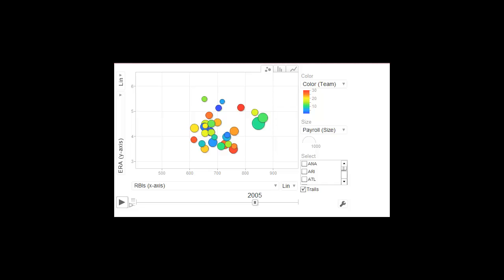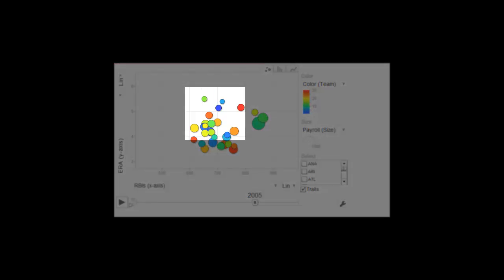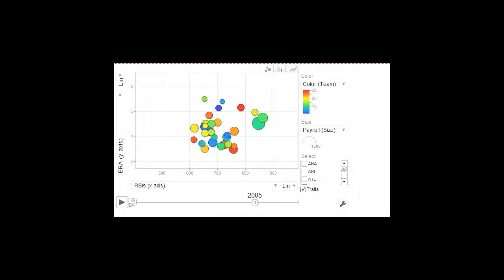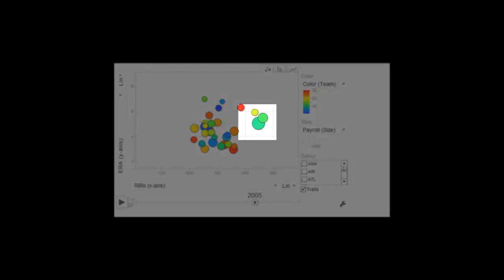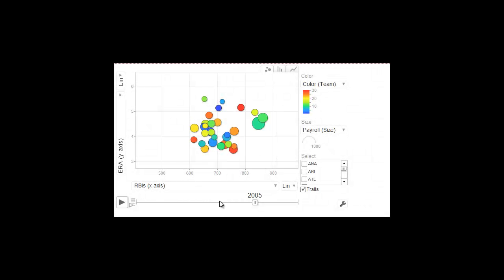If we go back to 2005, we see most teams clustered into the middle that year. These teams have poor pitching and small bubbles, and most teams with large bubbles have more RBIs. The Chicago White Sox won the World Series that year, defeating the Houston Astros. Both teams had great pitching that year.